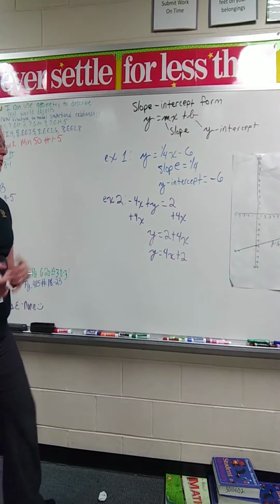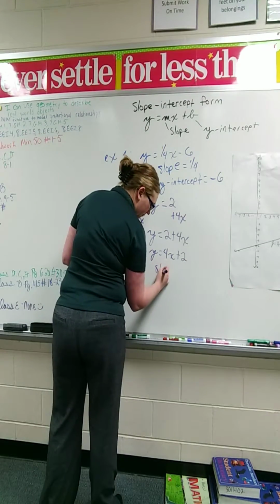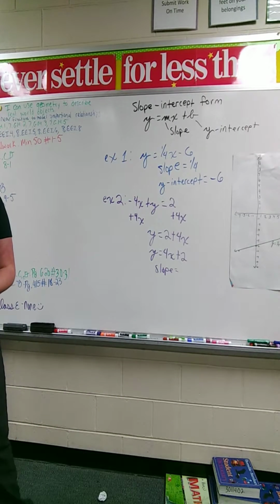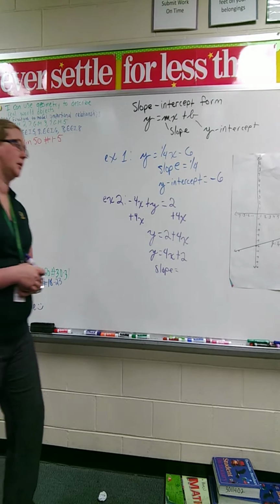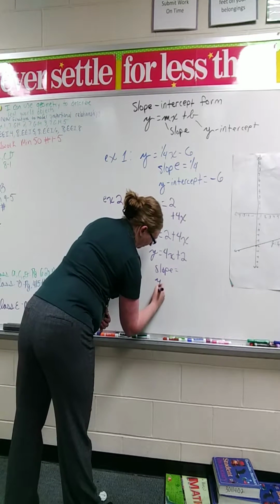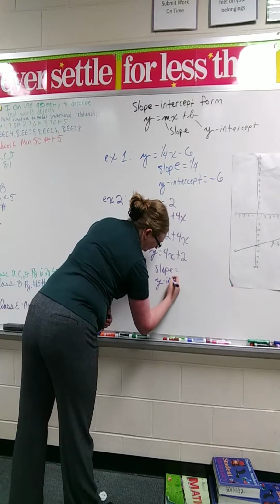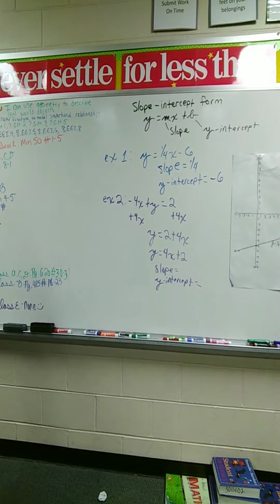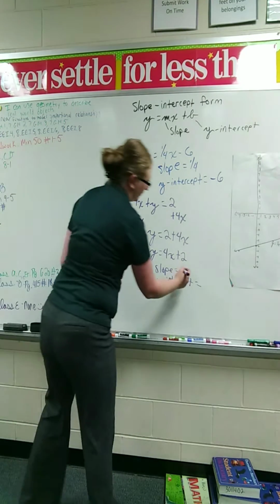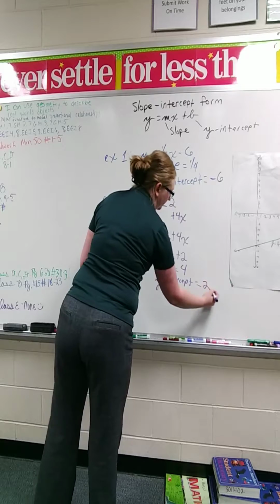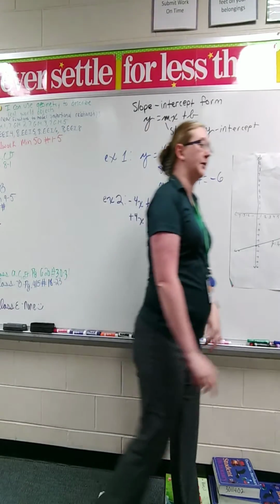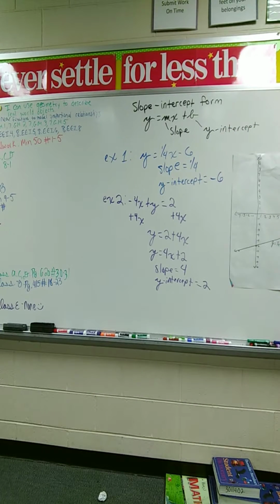So then what is my slope? My slope is 4. What is my y-intercept? 2. Let's graph it. I'm going to graph in a different color on the same coordinate plane. If you want to redraw a new coordinate plane, you're more than welcome to.